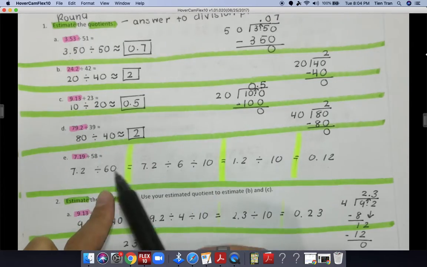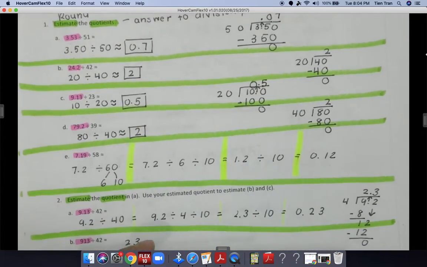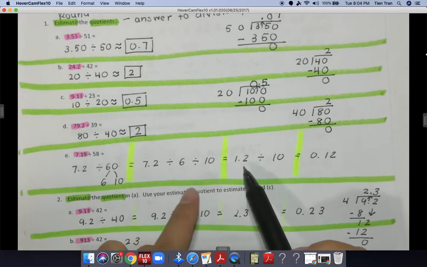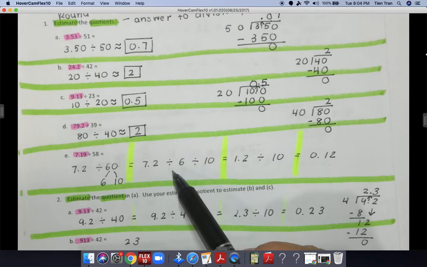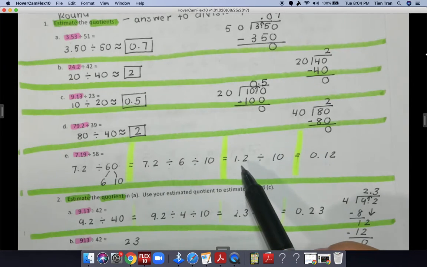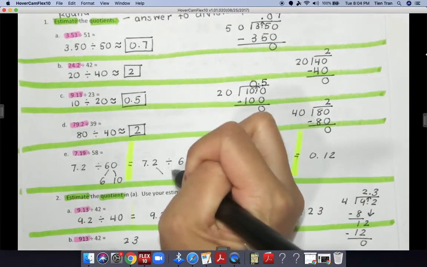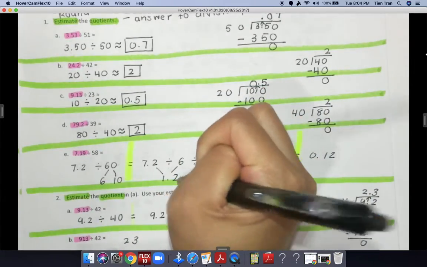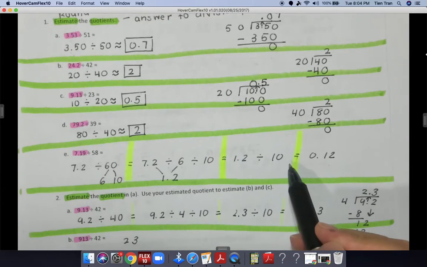So what I did here was I broke 60 into 6 and 10 so that it is easier for me to solve. Now, when I divide 7 and 2 tenths divided by 6, what I get is going to be 1.2. So I divided these numbers together first and got 1.2. So what is left is 1.2, or 1 and 2 tenths divided by 10.